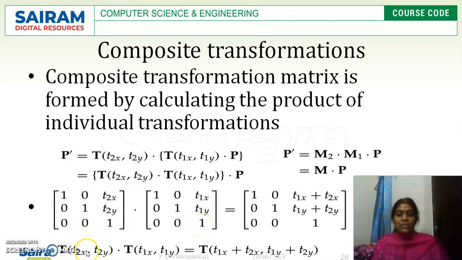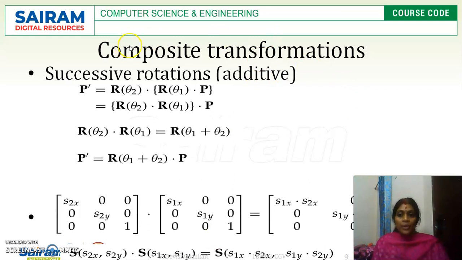So finally, T of T2 values and T of T1 values is equal to T of these two values. These two translation matrix values will be added together. Only the values will be added. Correct? So this is called composite transformation. If we go for rotation also, successive rotations are considered composite rotation transformations. Here P dash is equivalent to R of theta 2 and R of theta 1, with two different theta values, theta 1 and theta 2, which is equivalent to R of these two values added. If we add them, then easily we can composite this, right?